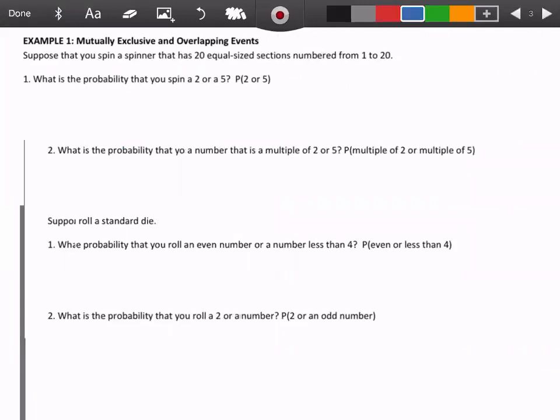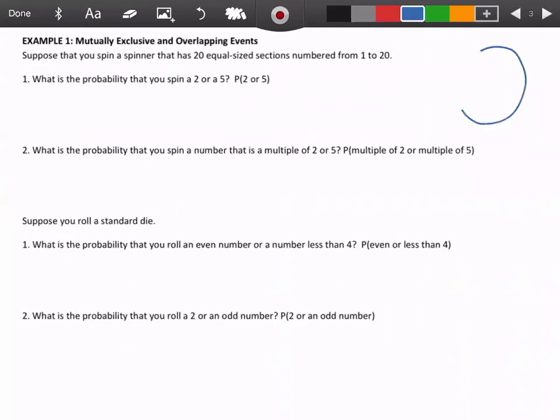Okay, so suppose you had a spinner that has 20 equal-sized sections numbered from 1 to 20. So we have a spinner, and I can't draw 20 sections, but the spinner looks like that, only with 20 sections, numbered 1 to 20. So what is the probability that you spin a 2 or a 5? Well, up here, they didn't say that any of the numbers repeat. So that means that there's only one of each number.